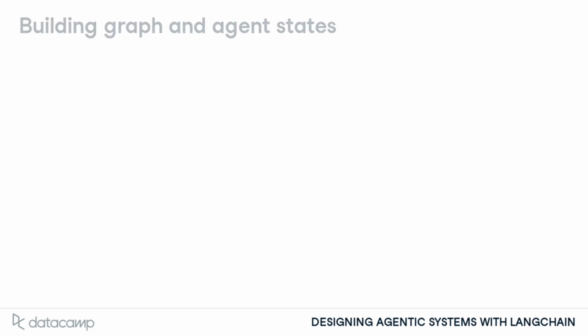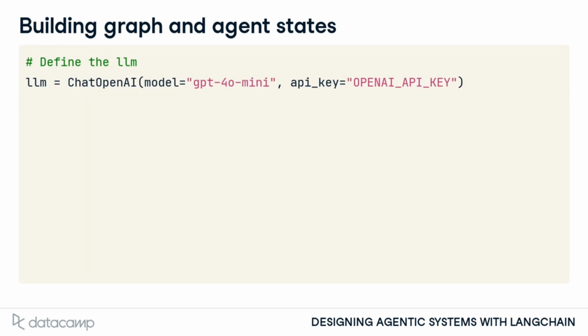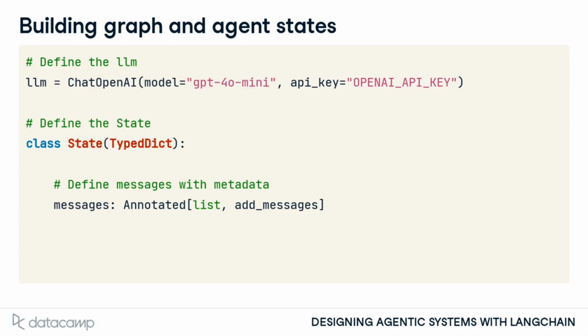To get started, we'll set OpenAI as our LLM. Then we'll create an agent state called State that accepts TypedDict to structure messages. We'll define messages as a list that will store all text interactions with the chatbot. The Annotated type, combined with add_messages, ensures that new messages are added to this list with metadata.